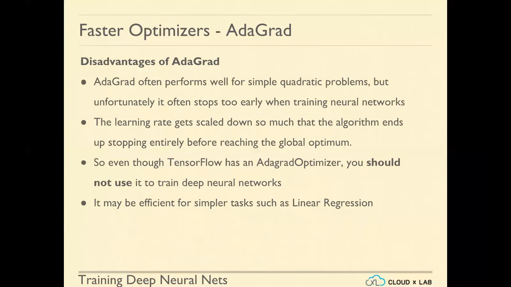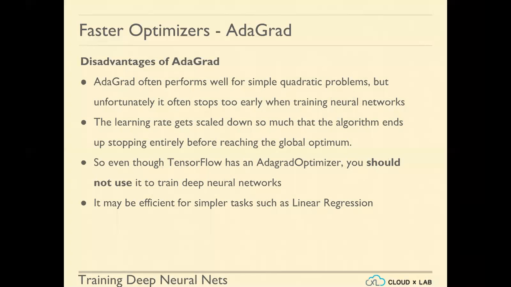All right. The disadvantage of AdaGrad is that it often performs well for simple quadratic problems, but it stops too early when training neural networks. The learning rate gets scaled down so much that the algorithm ends up stopping entirely even before reaching the global optimum. So even though TensorFlow has an AdaGrad optimizer, you should not use it. It may be efficient for simpler tasks such as linear regression, but we should not be using it. As you can see, every time we are dividing the speed by the overall rates of change so far, therefore it's not a great idea.